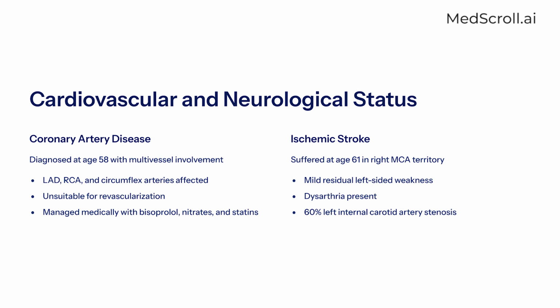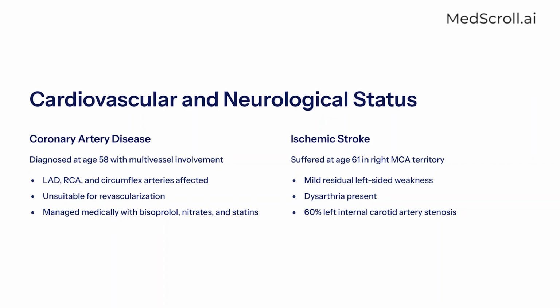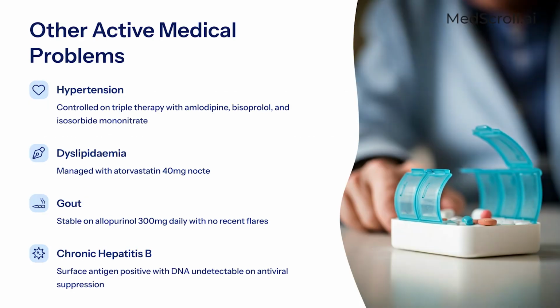He suffered an ischemic stroke in the right MCA territory at age 61, resulting in mild residual left-sided weakness and dysarthria. Carotid Doppler imaging demonstrated stable 60% left internal carotid artery stenosis. Hypertension, controlled on triple therapy with amlodipine 10 mg daily, bisoprolol, and isosorbide mononitrate. Dyslipidemia, managed with atorvastatin. Gout, stable on allopurinol 300 mg daily with no recent flares.